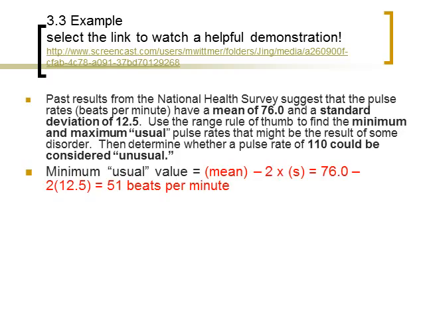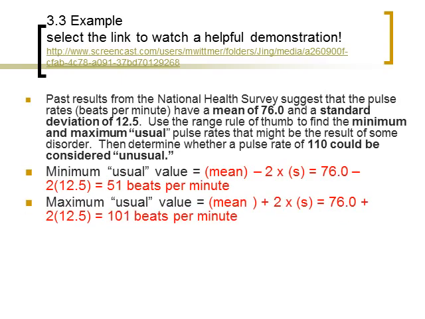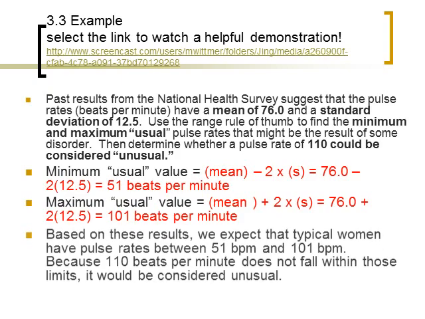So let's go ahead and use the range rule of thumb next to find those minimum and maximum usual values. And so remember, it's all about 2 standard deviations from the mean. So the minimum usual value is equal to the mean minus 2 standard deviations. So the mean is 76, and we subtract 2 times 12.5, which they told us in the problem was the standard deviation. And so that gives us the number 51. So the lowest usual beats per minute of an individual should be 51 beats per minute. The maximum usual value is equal to the mean plus 2 standard deviations. So we do 76 plus 2 times 12.5, and we get 101. So we would expect that 101 is still usual, but that's the highest usual beats per minute value.